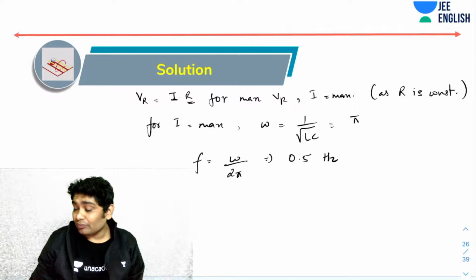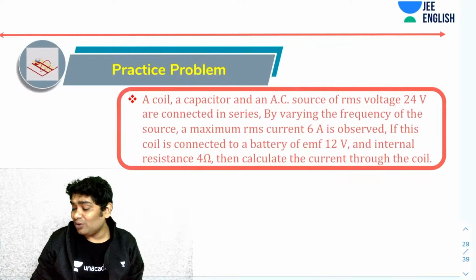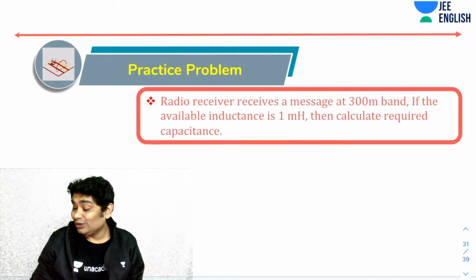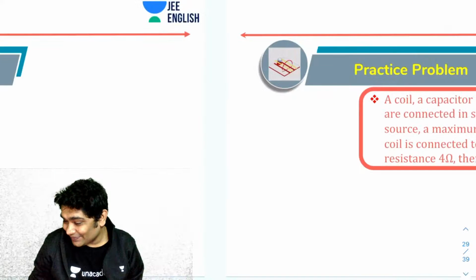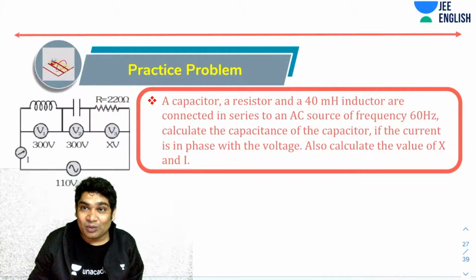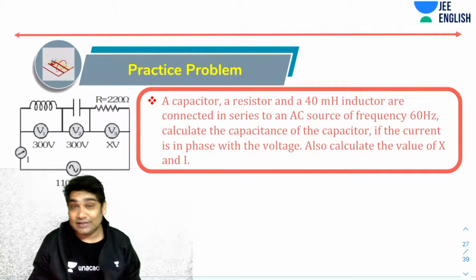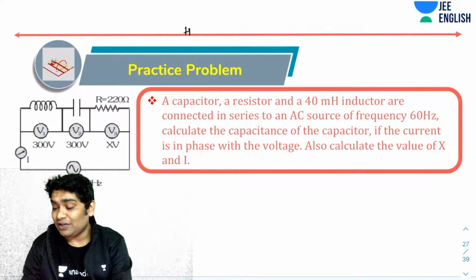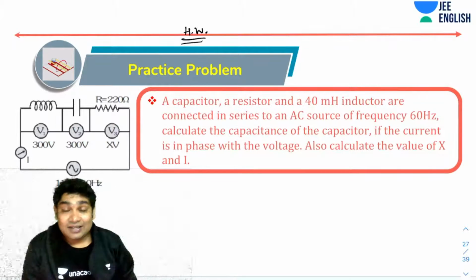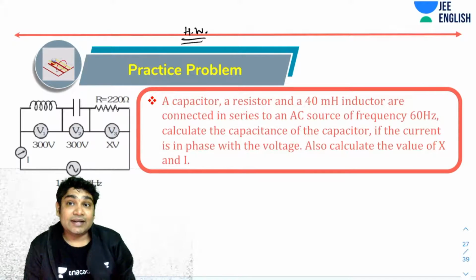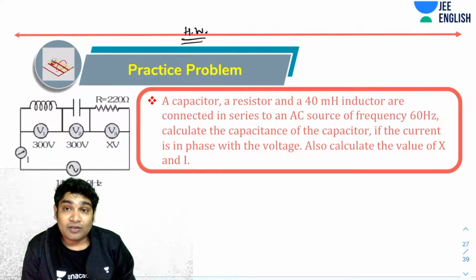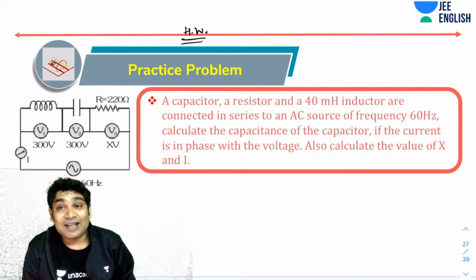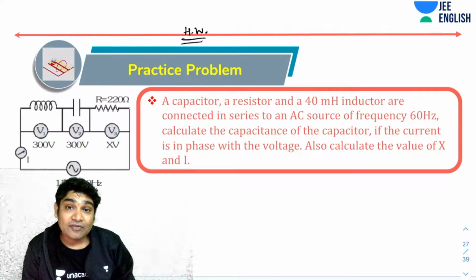Okay. Now here is another practice problem. This is my favorite problem about radios. So here is another problem which you can try as homework. This is a homework problem, and the next two problems I will discuss in the next class. So you can try this. Let's see what this question says. A capacitor, a resistor, and a 40 millihenry inductor are connected in series to an AC source of frequency 60 hertz. You have to calculate the capacitance of the capacitor if the current is in phase with the voltage.